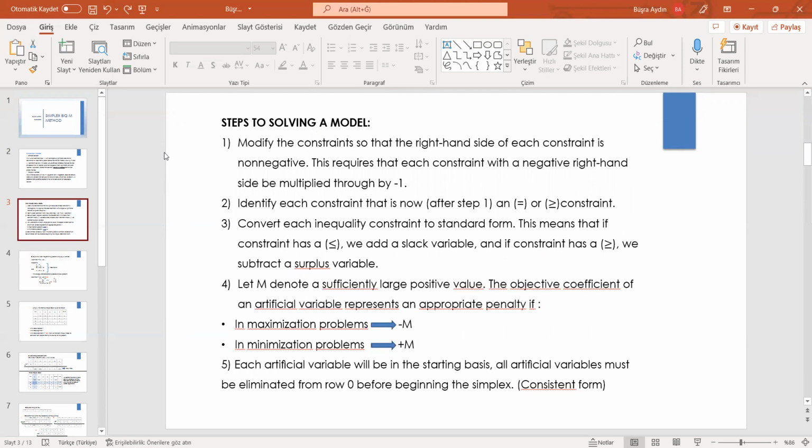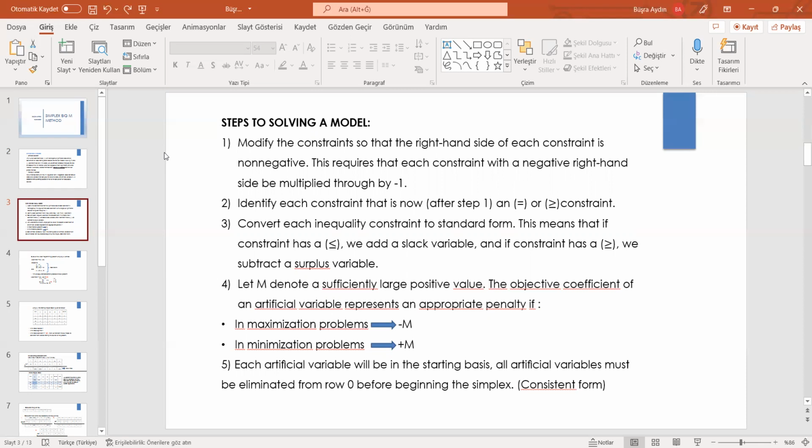First of all, we modify the constraints so that the right-hand side of each constraint is non-negative. This requires that each constraint with a negative right-hand side be multiplied through by -1. The second step is to identify each constraint that is now, after step 1, an equality or greater or equal to sign constraint. The third step is to convert each inequality constraint to standard form. This means that if a constraint has a less than or equal to sign, we add a slack variable, and if a constraint has a greater or equal to sign, we subtract a surplus variable.